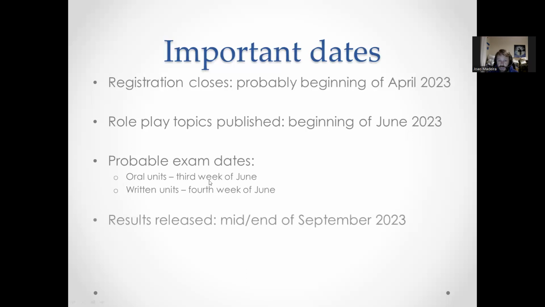So you just have to bear this in mind, as I was saying last week, for booking holidays or any other kind of important commitments you may have, or even considering whether you're going to register for the exam or not. If it clashes with something else you already have and you can't change it, then maybe you just have to skip the exam this year. And then the results are released mid to end of September 2023, normally around about the middle, but sometimes towards the end of the month.